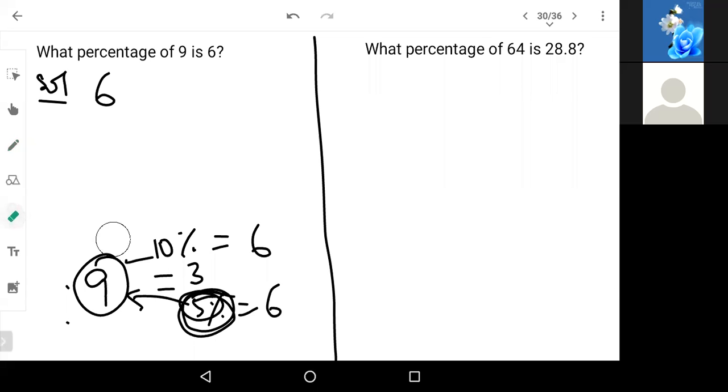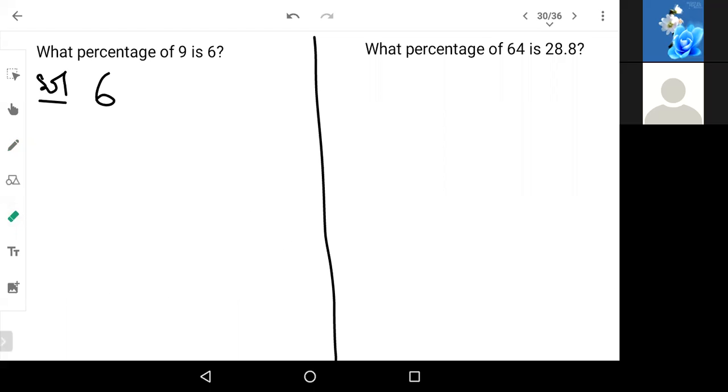Okay. So first take the part number which is required to be found out, divide it by the main number, that is 6 by 9, and since we are supposed to find out the percentage, multiply it with 100. Now can you multiply this and tell me the value? What will be the percentage? 6 by 9 into 100. How much will you get?